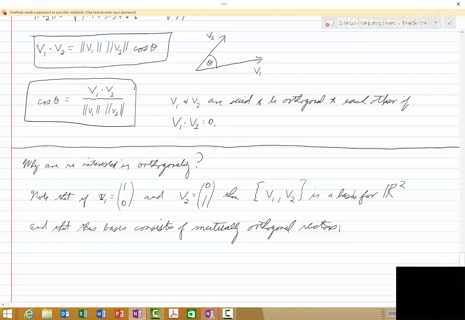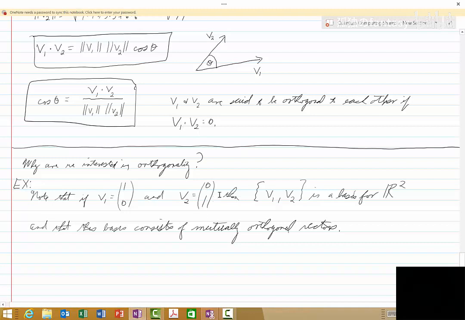So this is an example now. We're trying to understand why we're interested in orthogonality, and so the example is as follows. We have a vector v1, which is 1, 0, and another vector v2, which is 0, 1. And I claim that those two vectors taken together form a basis for R2. Now that's the first part of what I'm claiming, and I think that that's very clear. We've talked about that before, but any vector in R2 could be written as alpha times this first vector plus beta times the second vector.